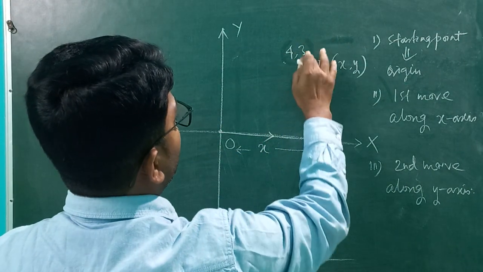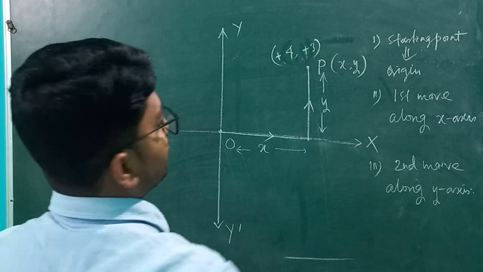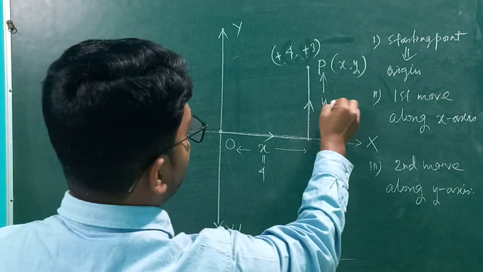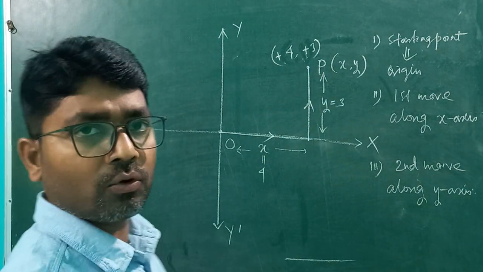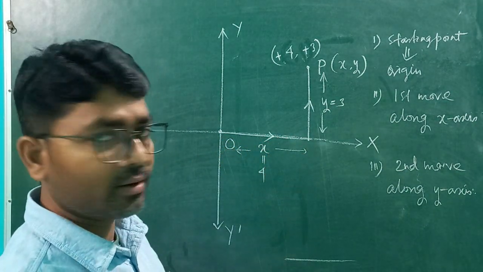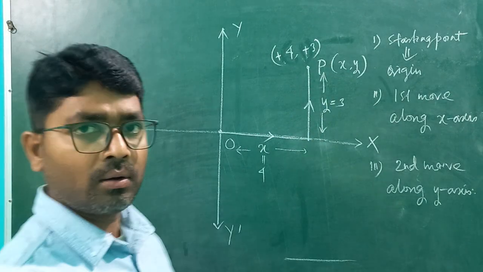I specifically write in this way, plus 4, plus 3. If this length is 4 and this length is 3, then its coordinate will be plus 4 comma plus 3. Why plus 4? Because we move along the right side. Why plus 3? Because we move upward.